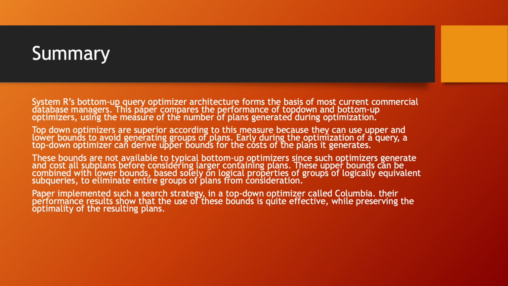People implemented such a search strategy in a top-down optimizer called Columbia. Their performance results show that the use of these bounds is quite effective while preserving the optimality of the resulting plans.